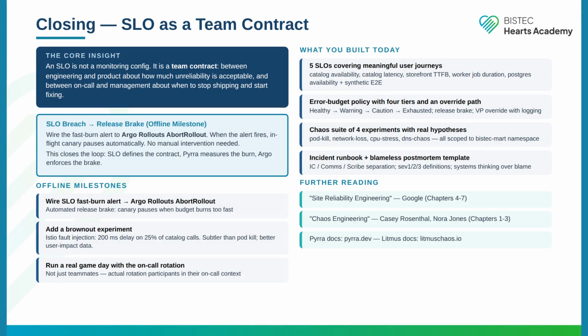An SLO is not a monitoring configuration. It is a team contract. It encodes the agreement between engineering and product about how much unreliability is acceptable, and the agreement between on-call and management about when to stop shipping and start fixing. The error budget policy is that contract's enforcement mechanism. Without it, the SLO is just a dashboard.